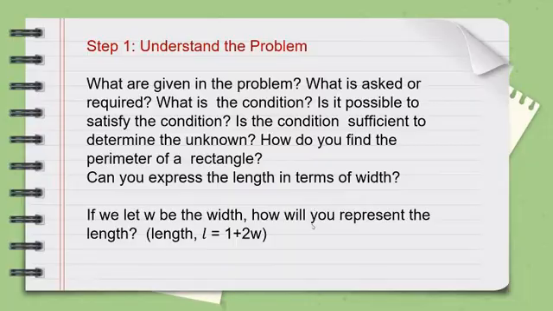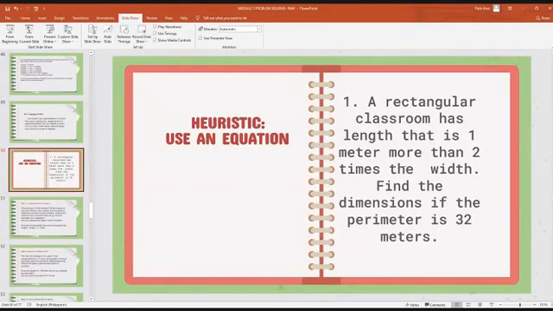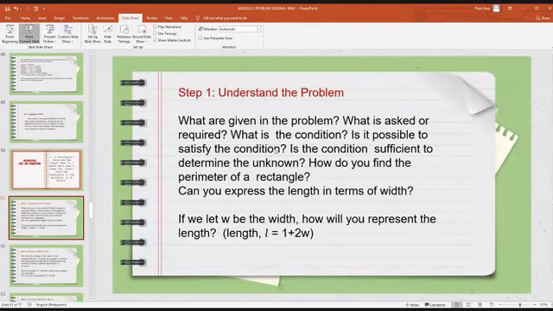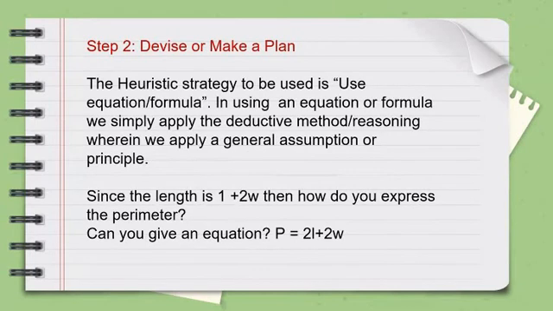So if we let W be the width, you go back to the problem, how will you represent the length? The problem says the length is 1 meter more than 2 times the width. So, that can be written as 1 plus 2W. Okay? So, we still apply what we learned in our past math classes in high school, junior high, elementary. Okay? Then devise or make a plan. I'm going to use the formula to make an equation.